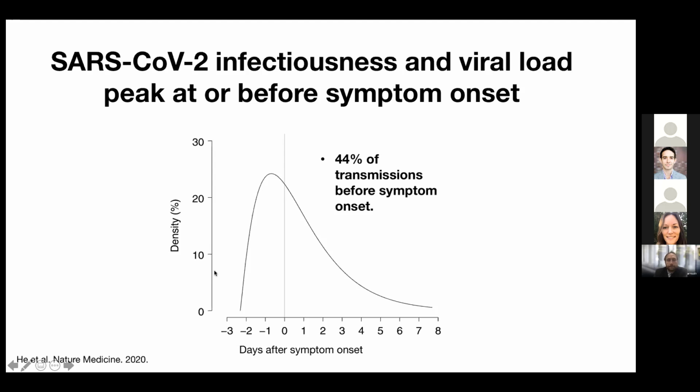So the density here refers to density of infectiousness. And a key take-home message from this paper is that 44% of infectiousness and transmissions happened before symptom onset, which is pretty significant and explains in part why we're in a global pandemic. It's because people transmit coronavirus without knowing they're symptomatic, which also emphasizes why testing is so important. But you can also appreciate that infectiousness, which correlates with viral load, significantly drops off after about 7 days. So do we really need to test people who are many days out?